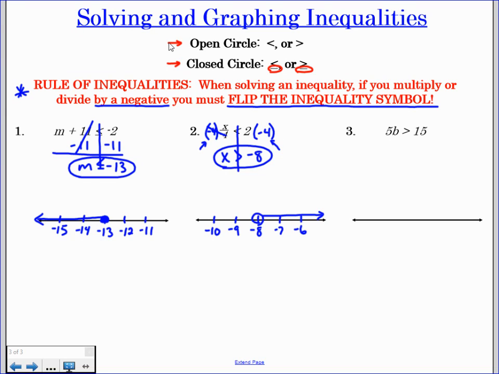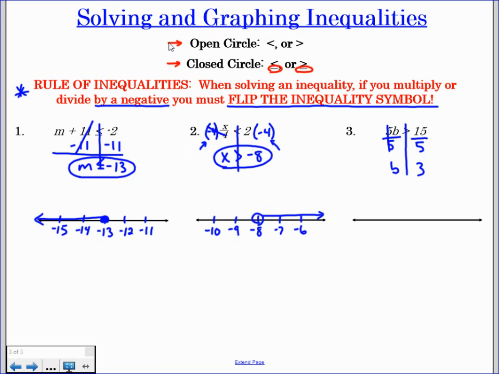All right, last one, number 3. Go about this as you would an equation. I got to get b by itself. So I need to get rid of that multiplying by 5. So I'm going to divide by 5 on both sides. It's going to leave me with b by itself. It's going to leave me with a positive 3.